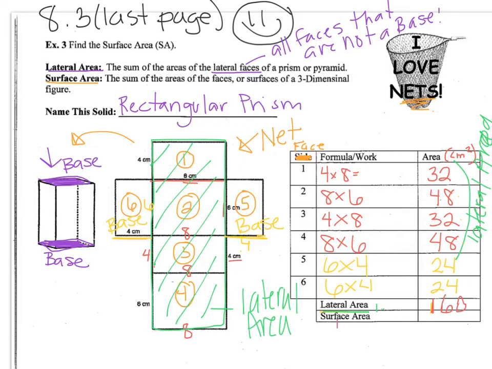So surface area is all faces, even the base. Okay, a base is a face. So when I add up all of my numbers, I would get 208 centimeters squared. Sorry, I can't write well with this pen. Okay, so that is what I get for the total area when I add up all 6 of them. All right, what'd you think?